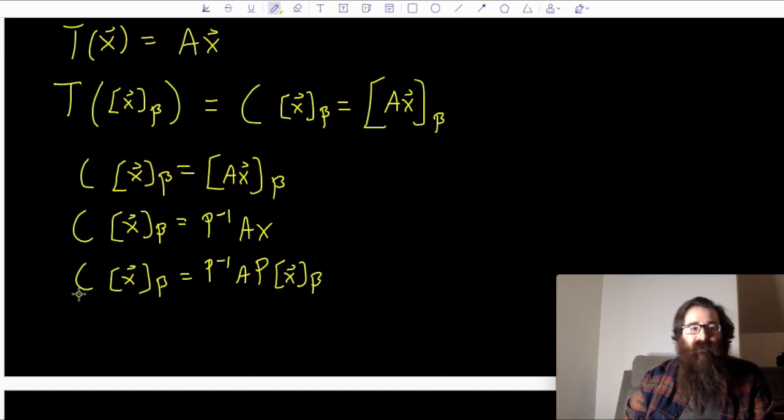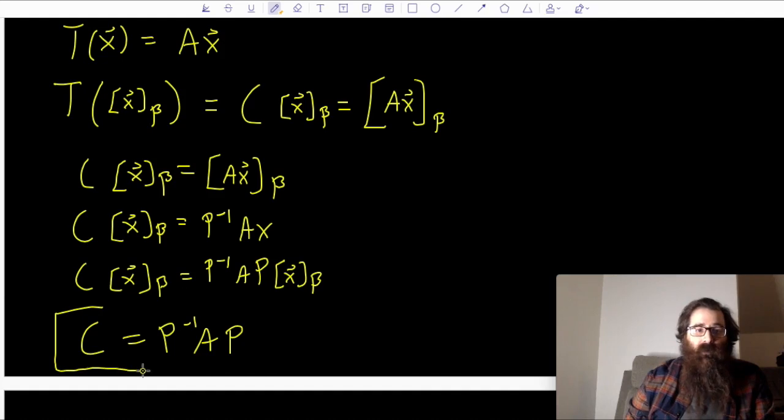So noticing that I have a matrix times a vector equals a matrix times a vector, noticing further that they're equal, and noticing that the vectors are identical. Matrix times a vector equals matrix times exactly the same vector, really leads us to the conclusion that these matrices should be the same, that C should be equal to P inverse times A times P. And this is the result that we were after. It's the result that I wanted to show.